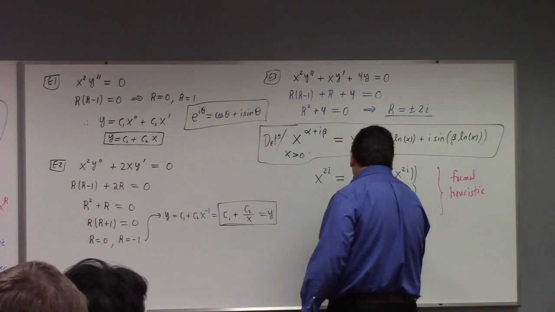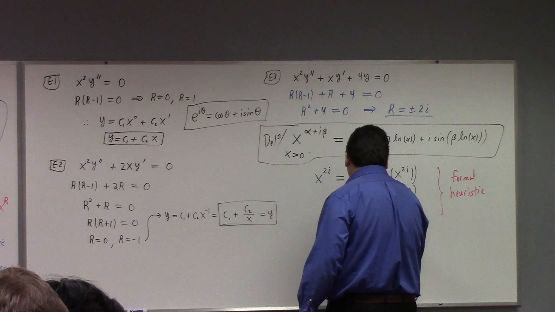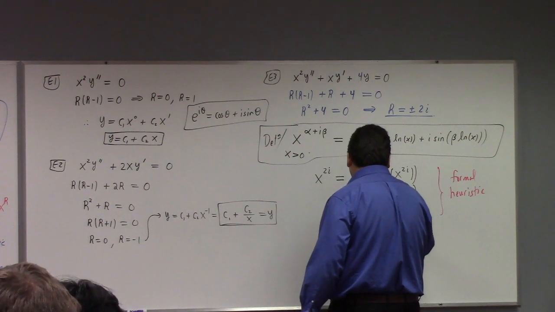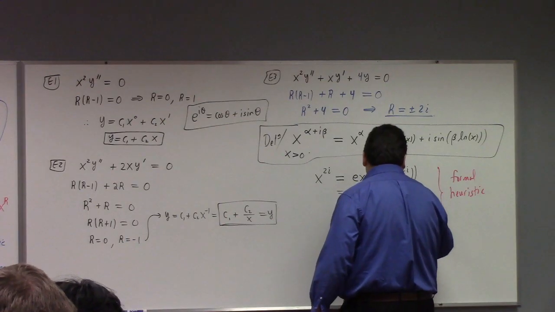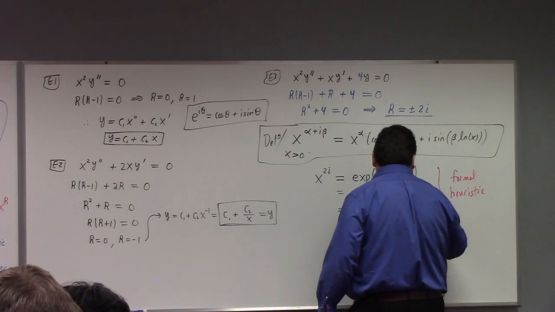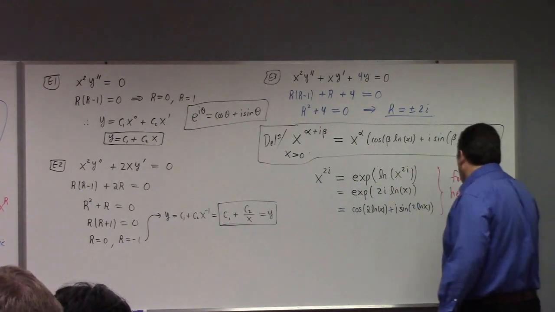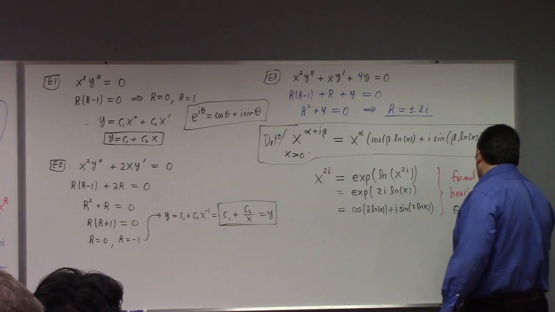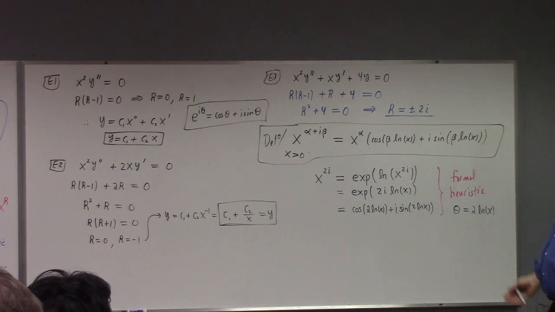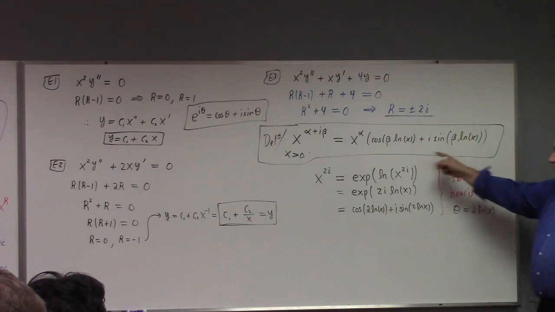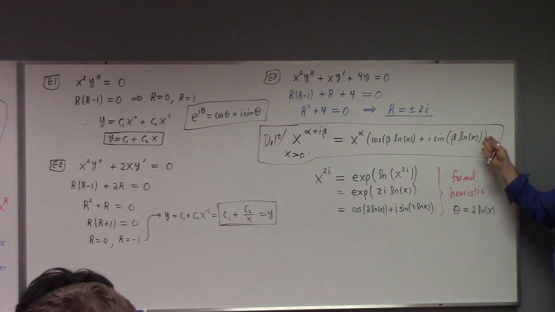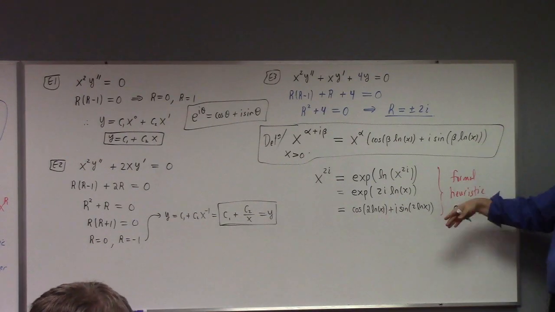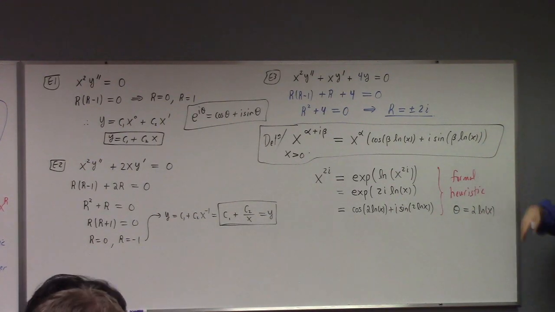All right, let's see here. So this is the cosine of 2 log x plus i times the sine of 2 log x. I'm thinking of theta equals 2 log x here in Euler's formula. Okay, so that's why I put cosine beta log x plus i sine beta log x here. Does that make sense? It's part of a program here of notation.